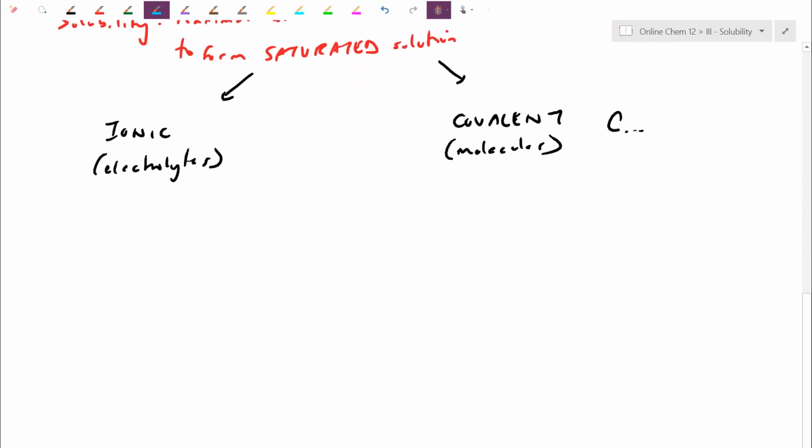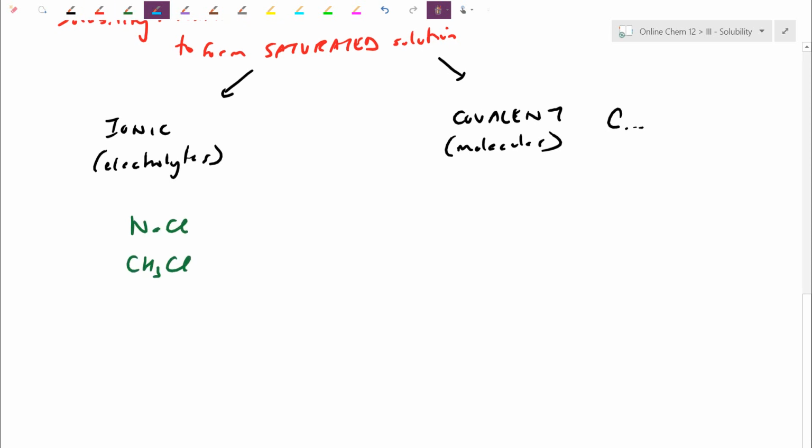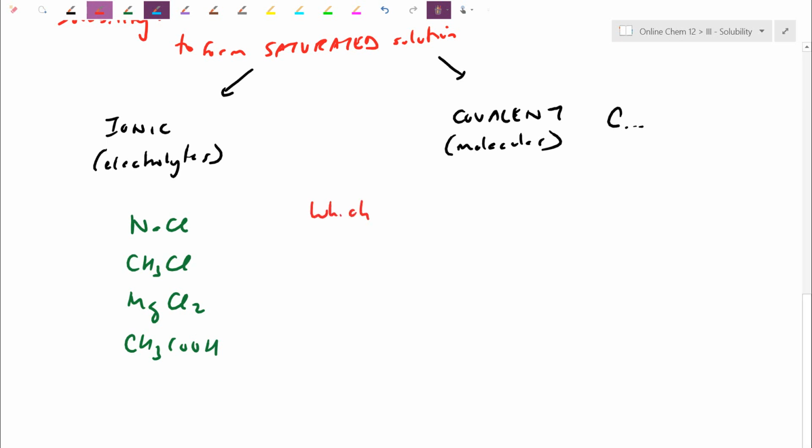So if I just gave you a quick list here and I said, okay, we have NaCl, we have CH3Cl, we have MgCl2, and we have CH3COH, right? They can ask this question a couple different ways. They can say which of these solids here forms a molecular solution.